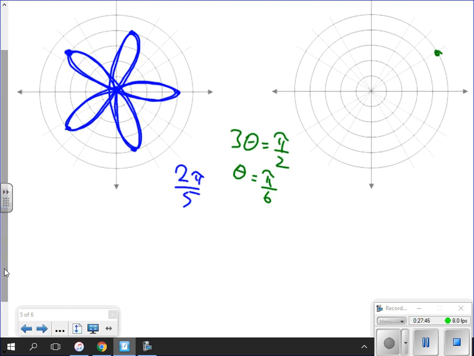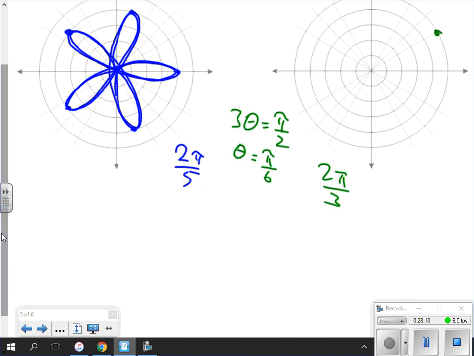Now, to find the distances, I take 2 pi divided by the number of petals. That's the distance between each petal. 2 pi over 3. So my first petal is at pi over 6. My next petal is at pi over 6 plus 2 pi over 3. These I can add together by getting a common denominator: 4 pi over 6 plus pi over 6, so 5 pi over 6, which would be here.